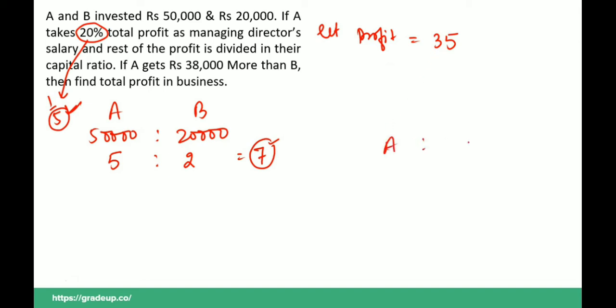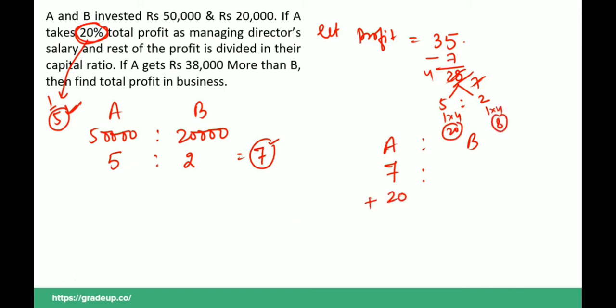Now, A is getting 20% of the total profit as salary. 20% of 35 is what? 7. Now, the remaining profit is 28, and this remaining profit is distributed in their capital ratio. All right. So 5 to 2. 4 fives are 20 and 4 twos are 8. So A is getting 20 units as profit and B 8 units. So this is 27, this is 8. So then the share of A is greater than the share of B by 19 units.